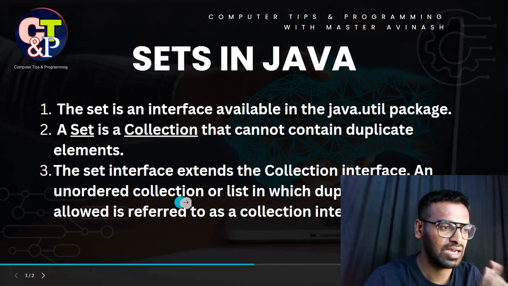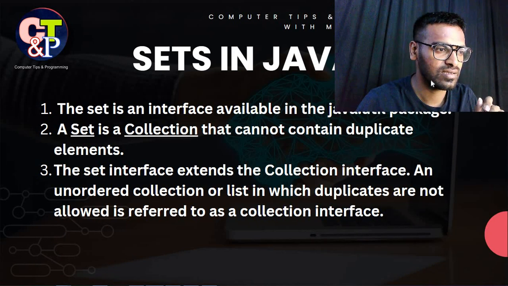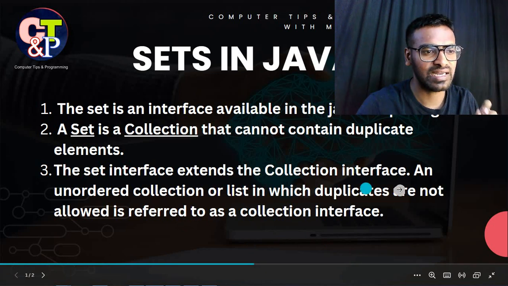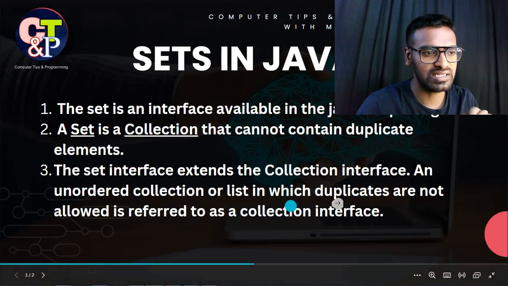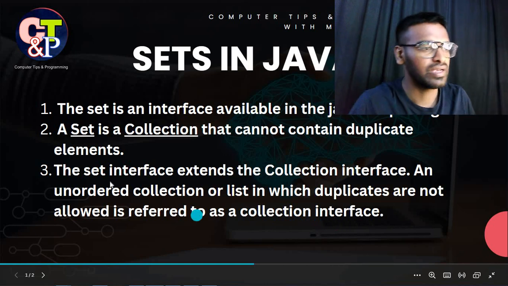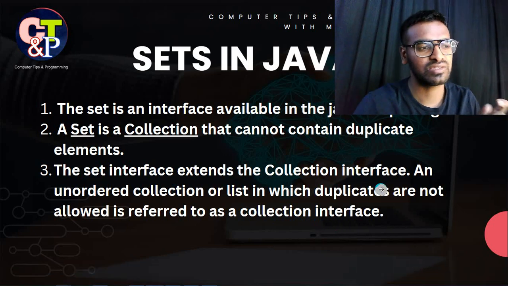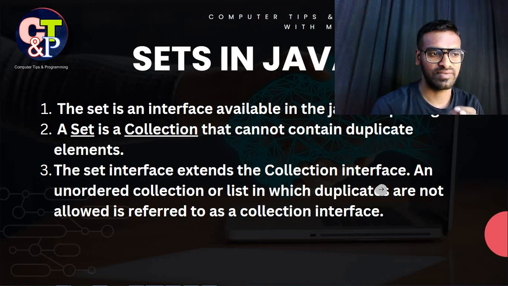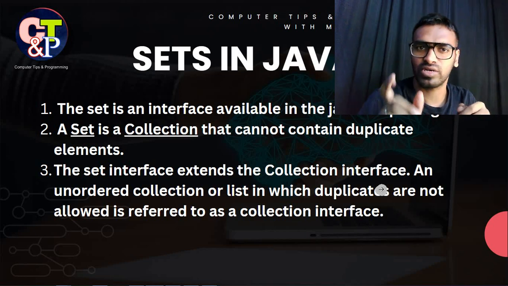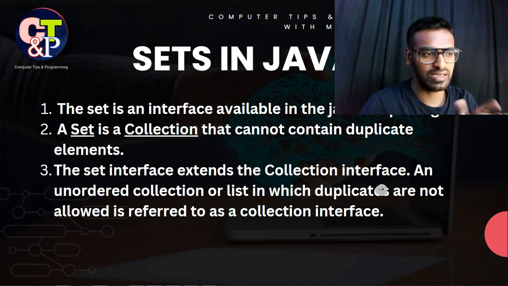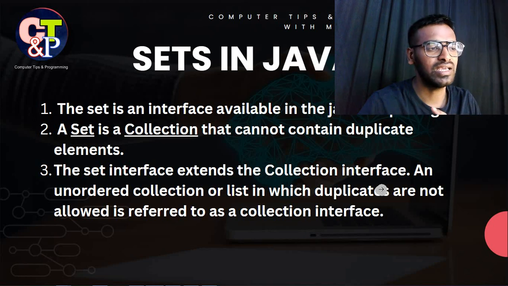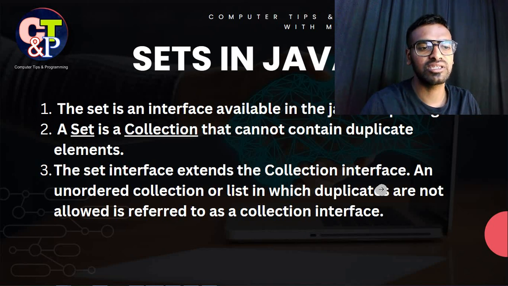Another line is that the Set interface extends the Collection interface. An unordered collection or list in which duplicates are not allowed is referred to as a Collection interface. So whenever you are using the Set interface, it extends the Collection interface also. I have already told you that Collection is a framework, and Set is a part of that framework.